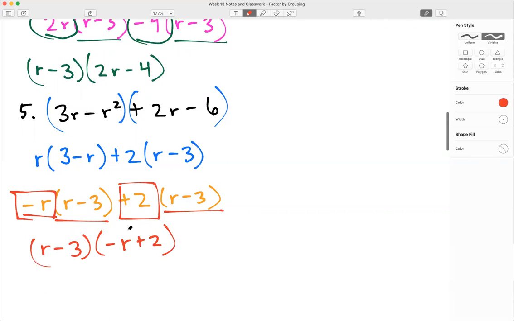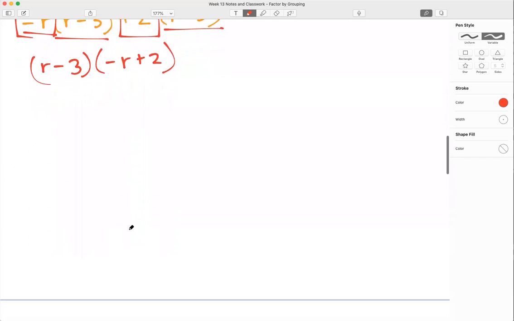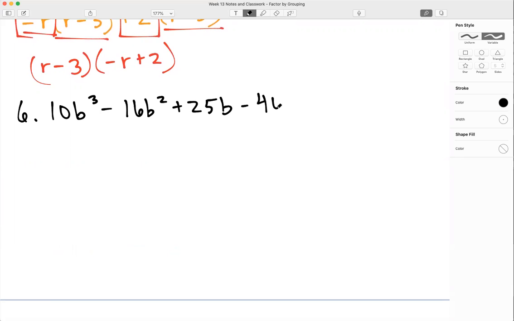Let's do one more down here, number 6. 10b to the third minus 16b squared plus 25b minus 40. All right, I would encourage you to pause and try this on your own.